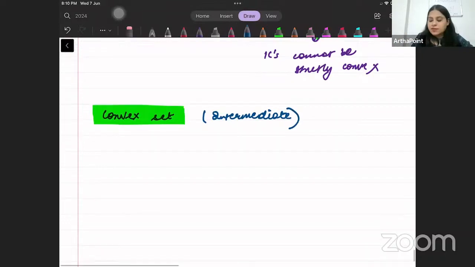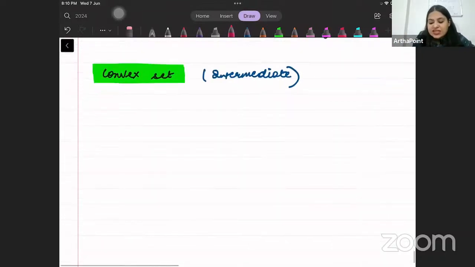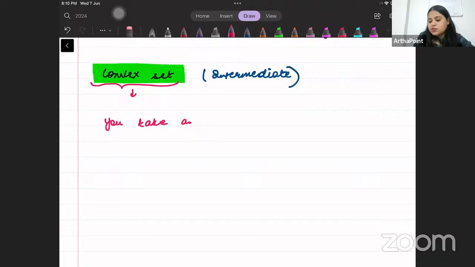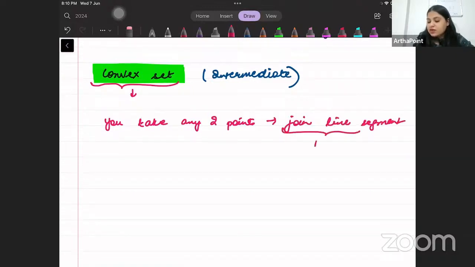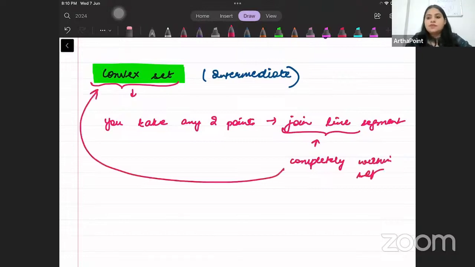What is a convex set? Any set such that you take any 2 points, you join it with the line segment, and that line lies completely within the set. That is called a convex set. Let us take an example.